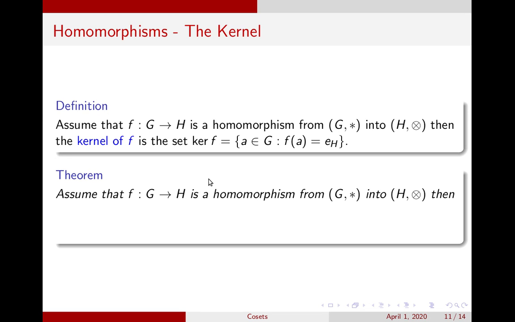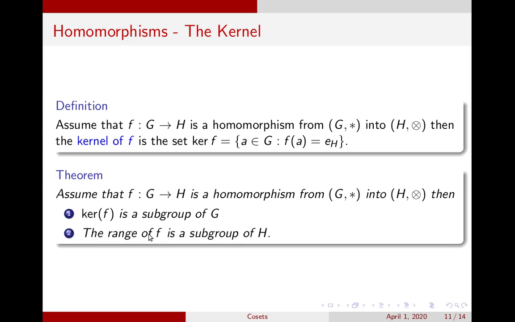Okay, and a couple of facts. A fact about the kernel. If you have a homomorphism from G into H, then the kernel of f is a subgroup of G. And the range of f will be a subgroup of H. The fact that the kernel is a subgroup will come up in the exercises on homomorphisms. And as I said before, in almost all of our examples of homomorphisms, the range of f will be all of H.